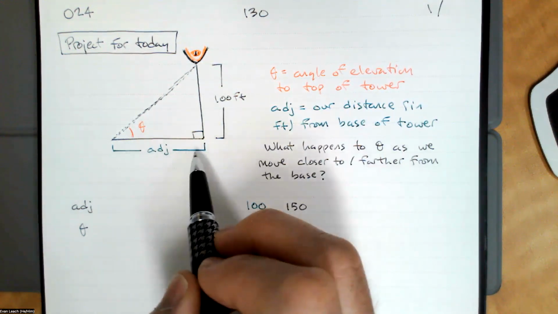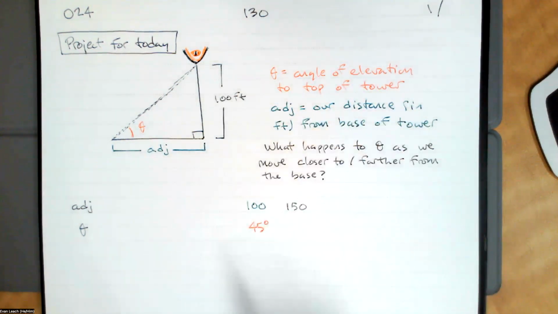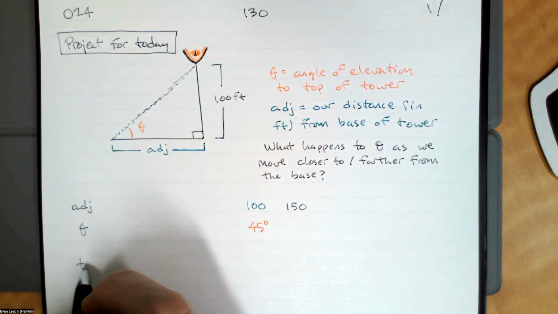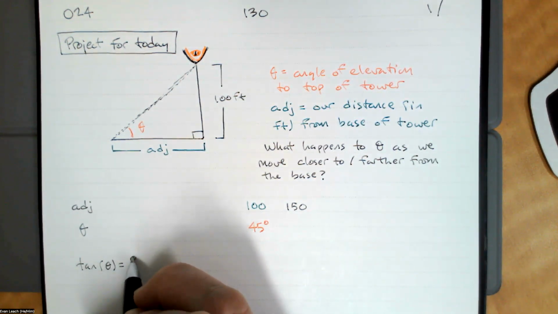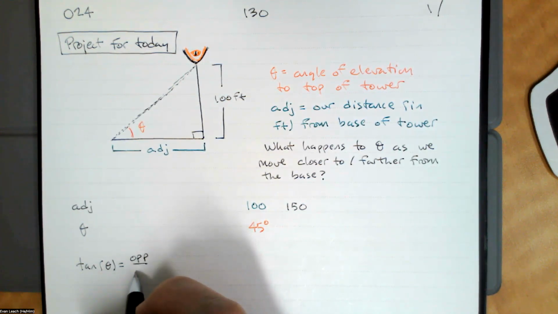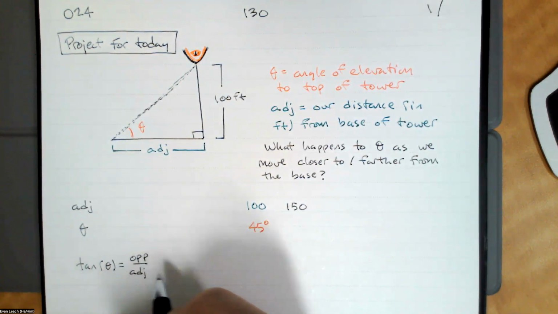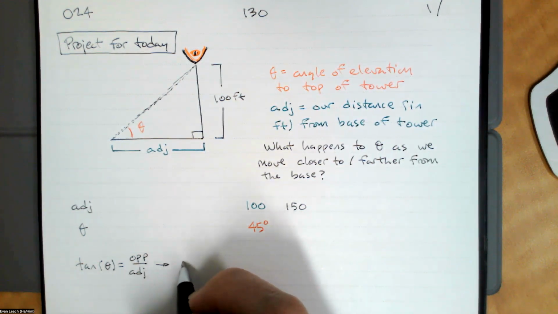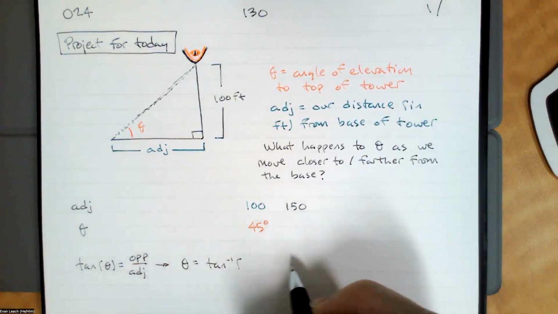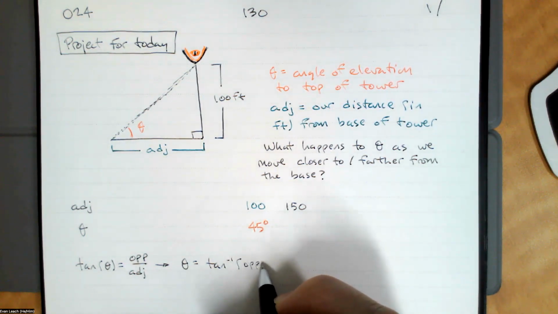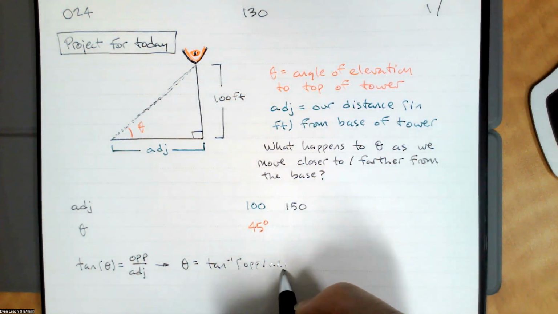Since we have an adjacent side and an opposite side, it makes sense to use tangent. We're looking for an angle, so we know we're going to use tangent inverse. The setup would be tangent of theta is opposite over adjacent. So to solve for theta, we'll need to use tangent inverse of opposite over adjacent.